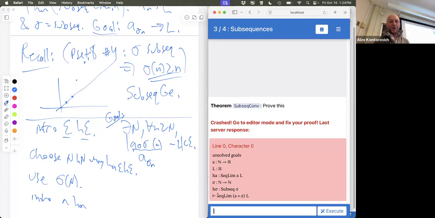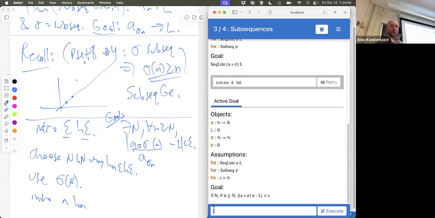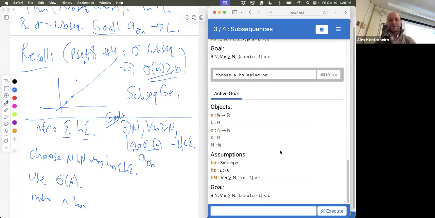Okay, let's remember what's going on. We have seq lim a sigma. So if I intro epsilon h epsilon, my goal has become to show that there exists some n. Now I know seq lim is that given an epsilon, there exists some capital N. So let's specialize. Let me go a little bit slower. Specialize HA to this value of epsilon and H epsilon. Okay. I know that for any n greater than capital N, AN minus L is less than epsilon. I claim that we can use that same capital N. Let's choose this capital N. So choose capital N, H capital N using HA. Now we have this capital N, and let's use this capital N.